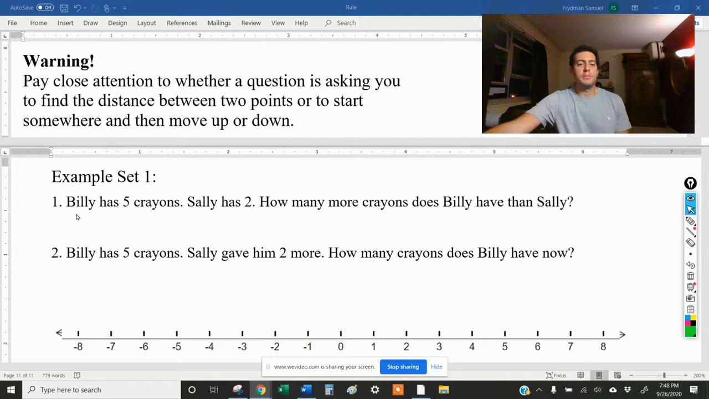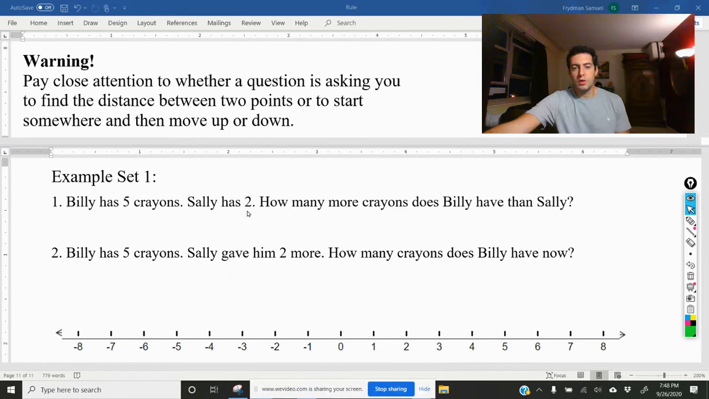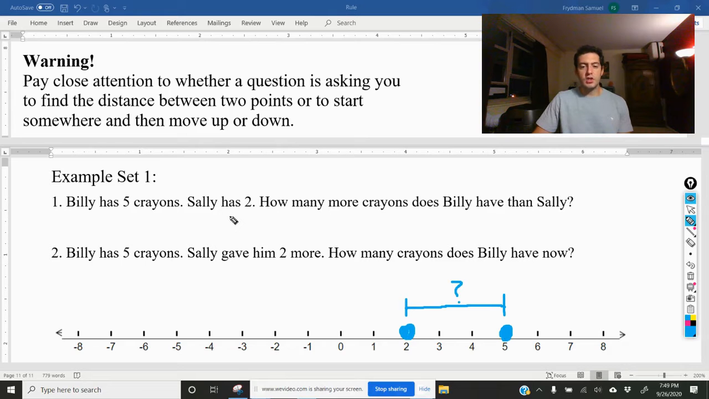For question 1 here, Billy has 5 crayons. Sally has 2. How many more crayons does Billy have than Sally? So on the number line, I'll put the number of Billy's crayons over here, Billy has 5 crayons. And I'll put the number of Sally's crayons over here. Sally has 2 crayons. The question is asking me, how many more crayons does Billy have than Sally? So this question is really asking me to find the distance between these 2 points here. And in order to do that, I can use subtraction and absolute values.